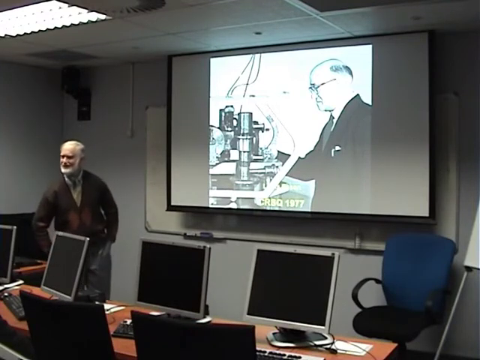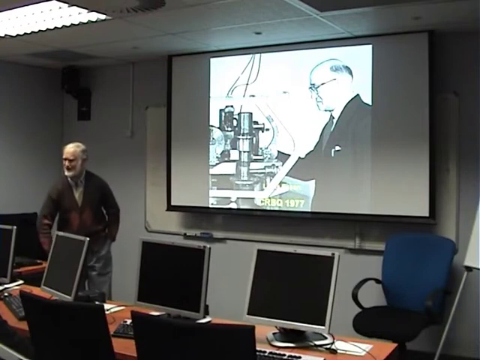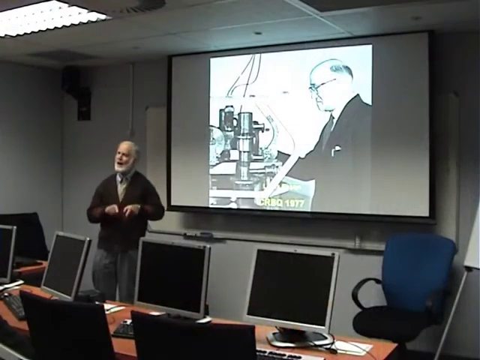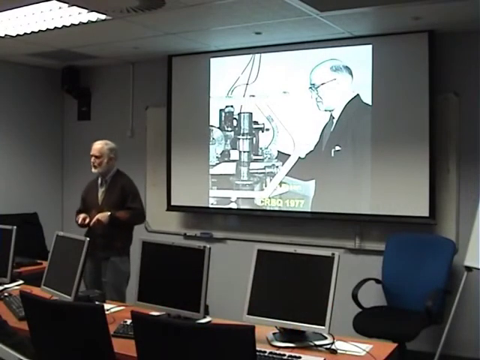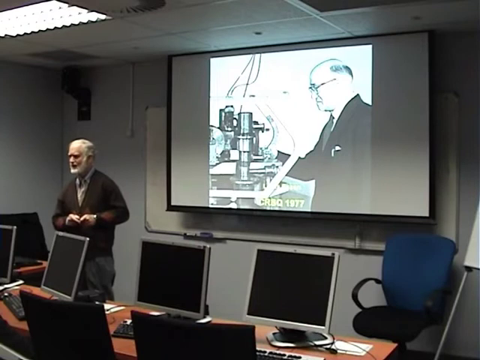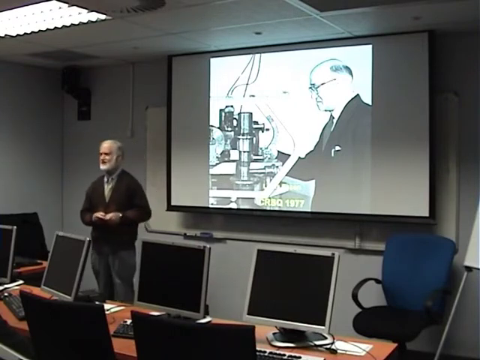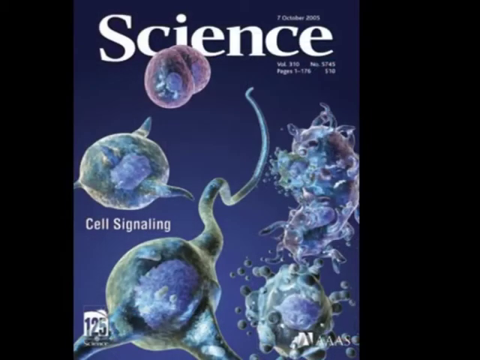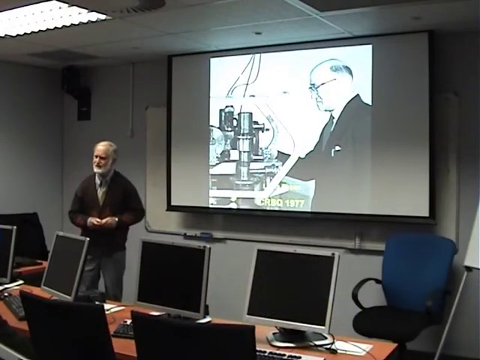And when he read Hafele and Keating's paper in Science, he immediately realized what they're saying is rubbish. And so he wrote a paper explaining why what they were saying could not be true. And since they had published in Science, he sent it to Science. They refused to publish it. He sent it to all sorts of journals. They refused to publish it.